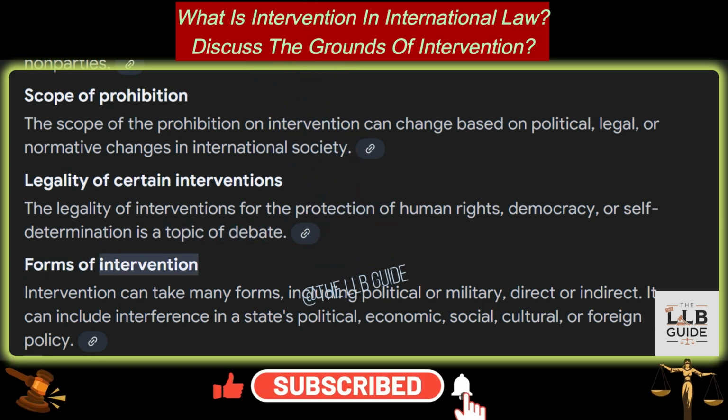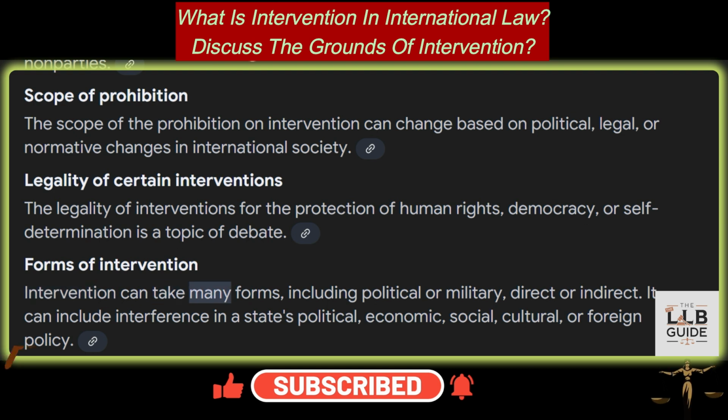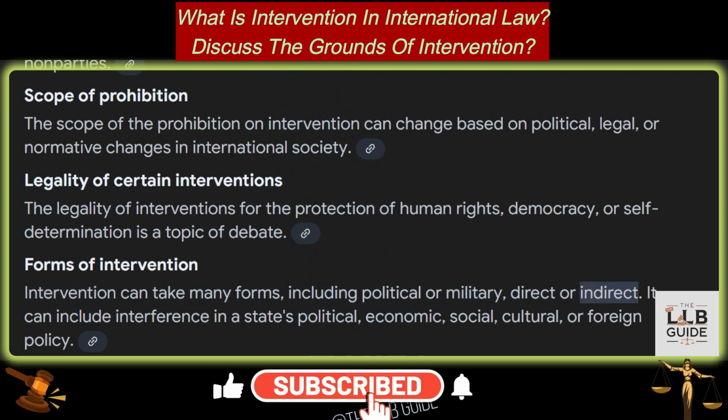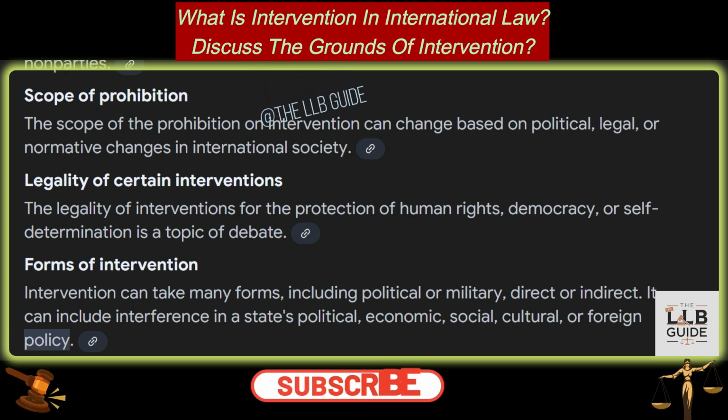And 5. Forms of intervention. Intervention can take many forms, including political or military, direct or indirect. It can include interference in a state's political, economic, social, cultural, or foreign policy.